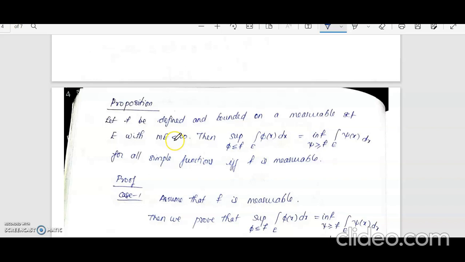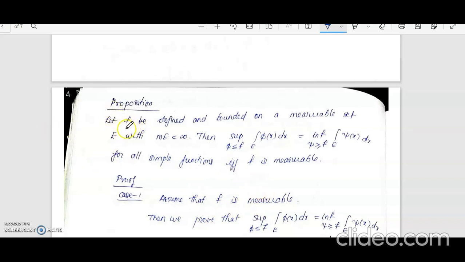So provided the function is Riemann integrable, the lower Riemann integral will be equal to the upper Riemann integral. So a similar result holds in the case of Lebesgue integral for simple functions. So let us see the analogous result.